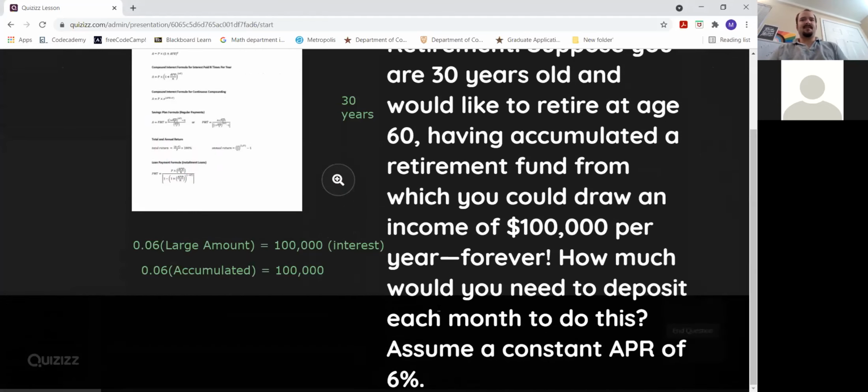How much you need to deposit each month. So we want to know payment is what they're asking. And I think we have all the information we need to plug it into our payment formula and figure out what our payments would be, after we figure out the accumulated amount.